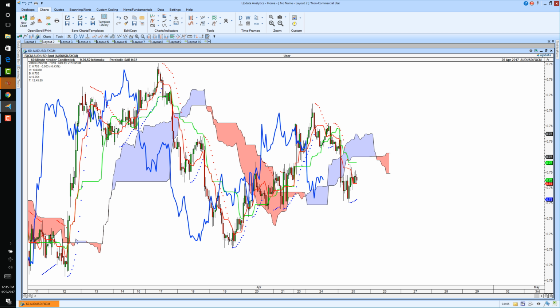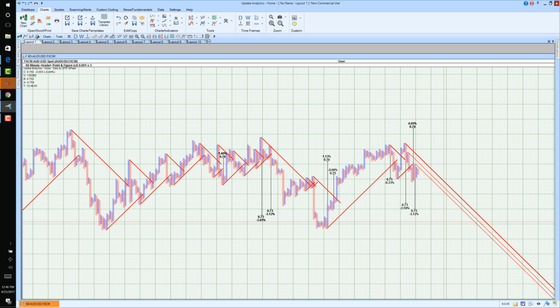And my last thing I wanted to show was my Aussie point and figure charts. The point and figure is basically still telling me that the Aussie is to the downside. But it did actually activate the 78 target, so that's basically another reason why I showed a bullish alternative. And as you can see, it's 4%, showing that it still can go.